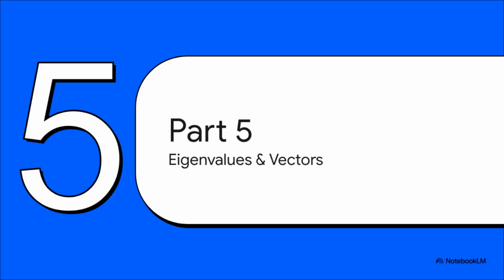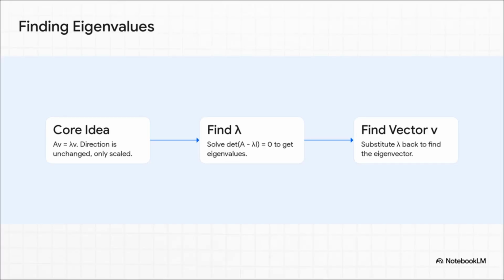And that brings us to part 5, eigenvalues and eigenvectors. We've reached the final structural application, a concept heavily used in things like Google's PageRank algorithms, structural engineering, and even quantum mechanics. Normally, when you multiply a vector by a matrix, the matrix rotates and stretches that vector into a completely new direction. But an eigenvector?